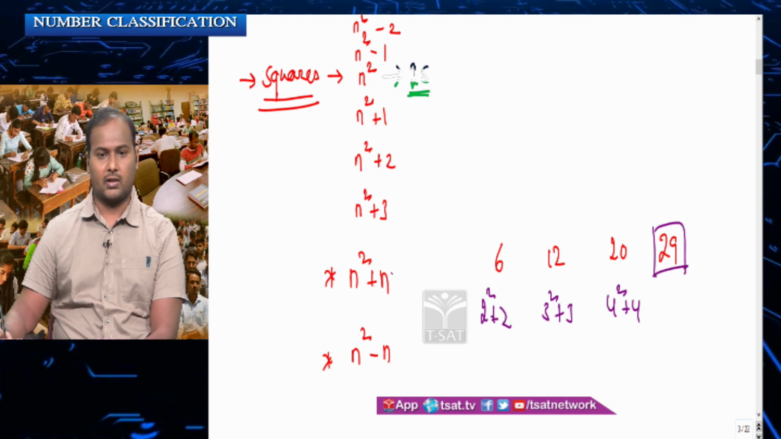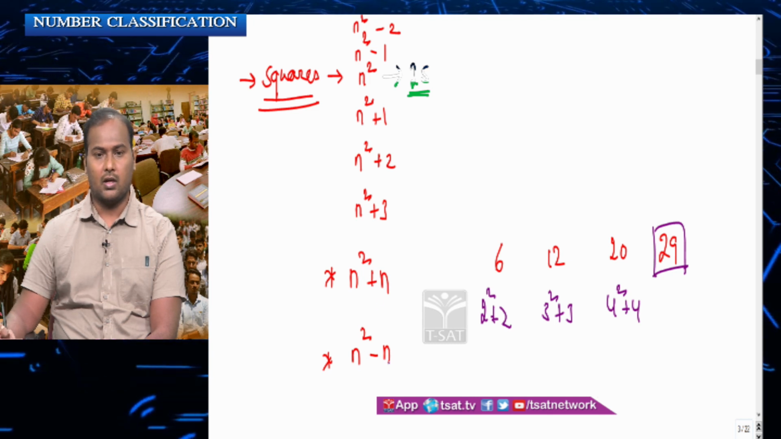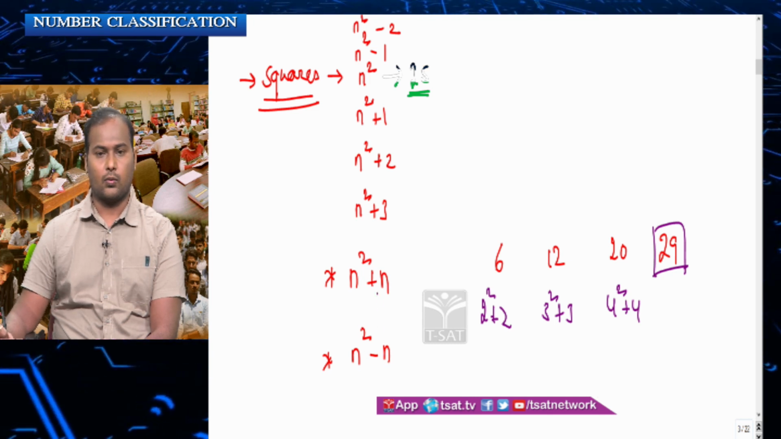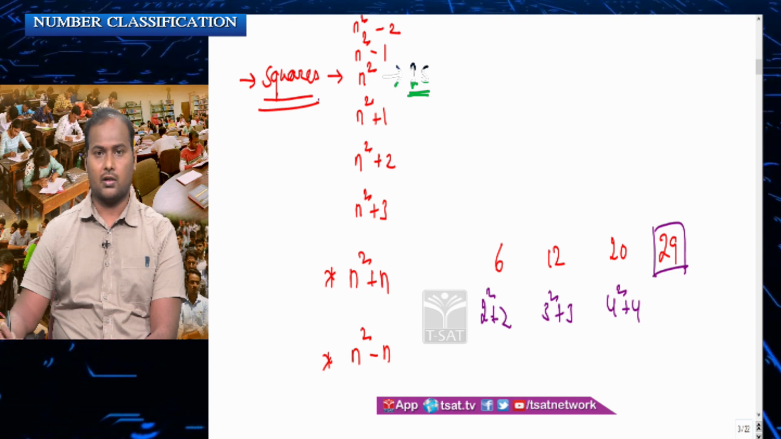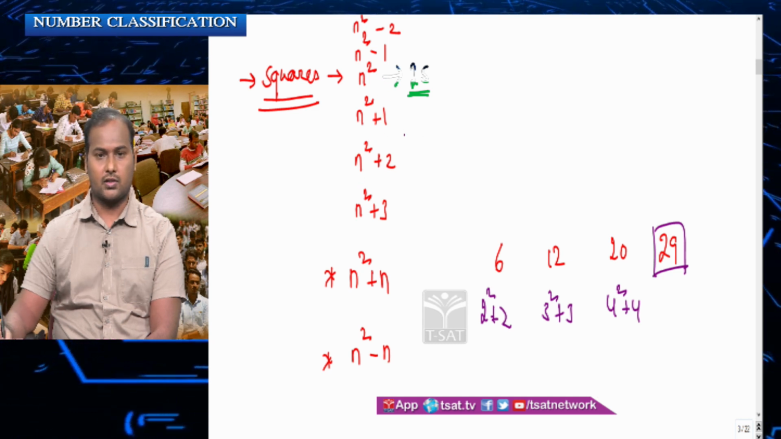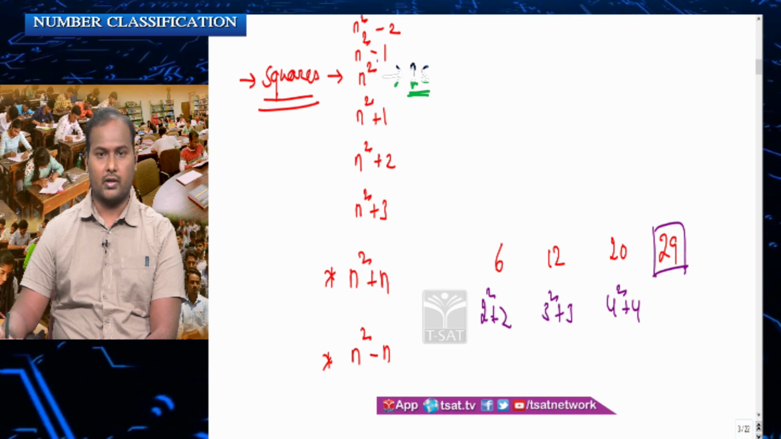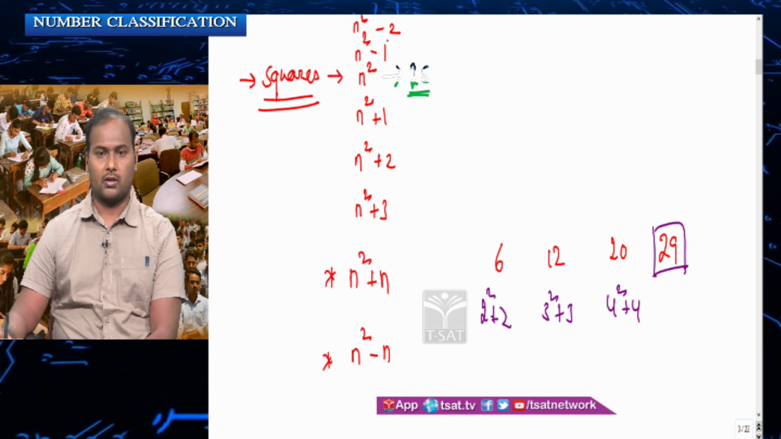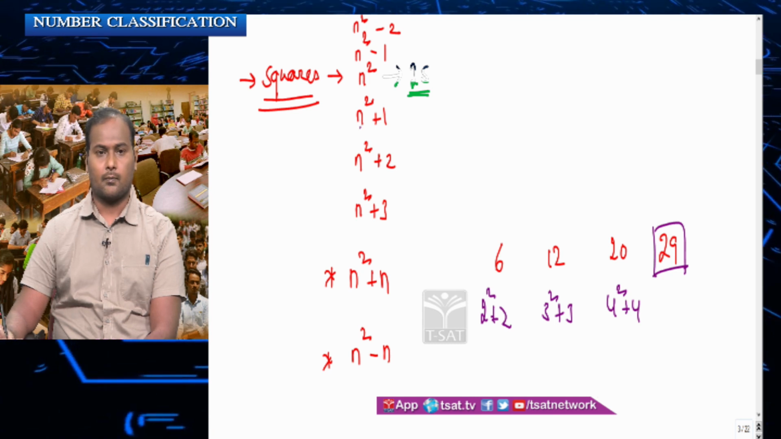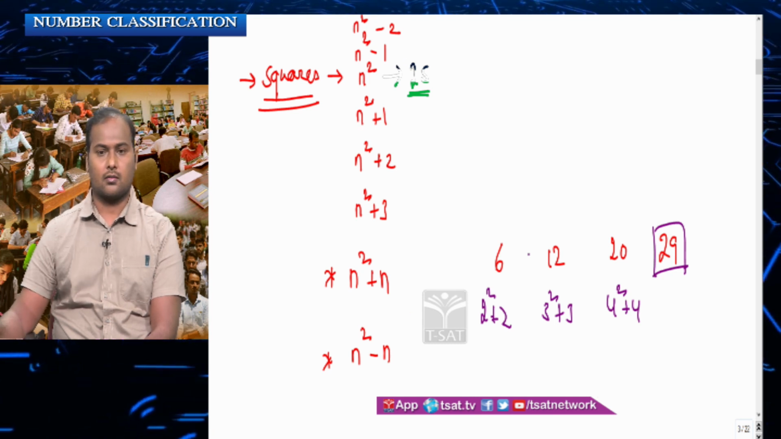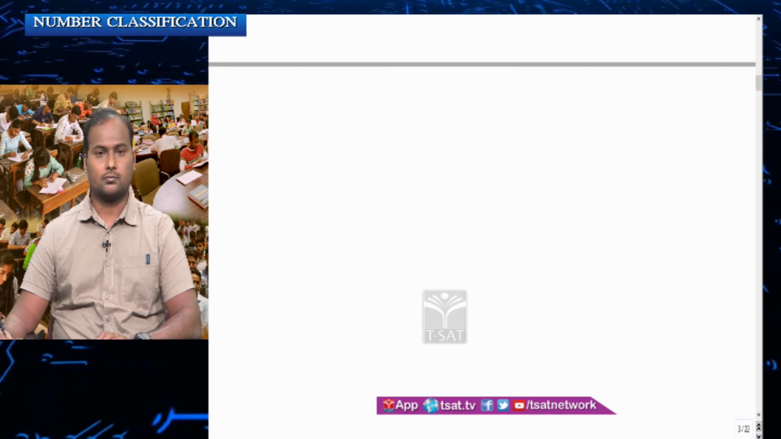So you may expect in the exam the values of n square plus n and the values of n square minus n. One needs to write your own notes for all the values near the squares, that is n square plus 1, n square plus 2. In the same way, n square minus 1 and n square minus 2, n square plus n and n square minus n. All these are the different possibilities for getting the question.